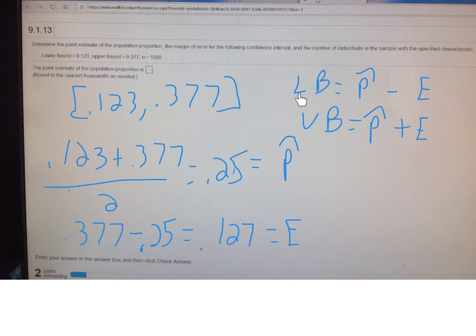The formula for this lower and upper bound is the point estimate minus the margin of error, and the point estimate plus the margin of error. So if you took this number and subtracted 0.127, you should get this number. And then if you added these two numbers, you should get to 0.377.